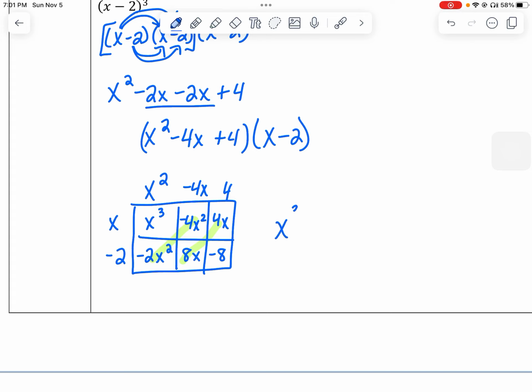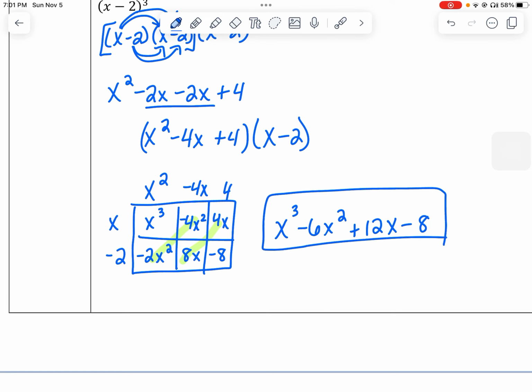So we have x cubed, a total of negative 6x squared this time, a total of 12 x's, and then negative 8. So once we're done multiplying, we're using addition to combine our like terms to find the total between our four terms. So we have a cubic polynomial again with a leading coefficient of 1.